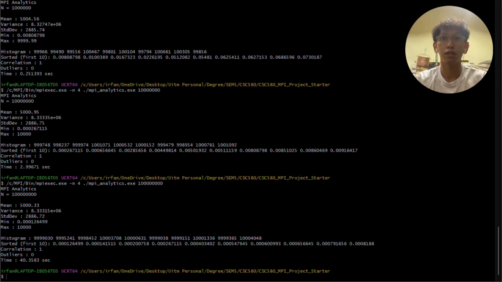In conclusion, this project demonstrates that MPI-based parallel programming provides significant performance improvement over sequential execution for large-scale data analytics, as proven by these three outputs. That is all from our group, and thank you so much for your time.